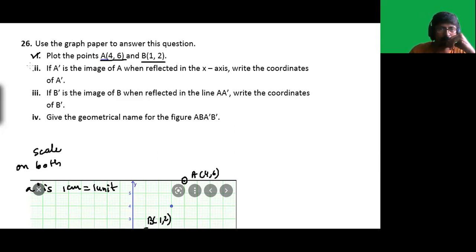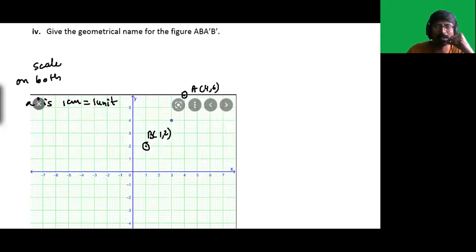Now what is the second part of the question? A prime is the image of A when reflected under the x-axis. Write down the coordinates of A prime. So obviously, when a point reflects under the x-axis, x remains the same and y changes. So A prime will become 4 comma minus 6. But we cannot just write it like this, so we'll have to show it.